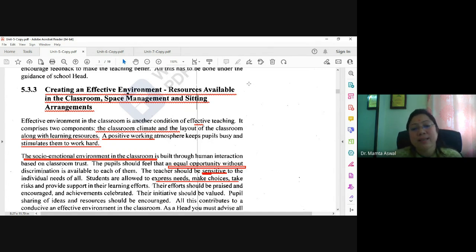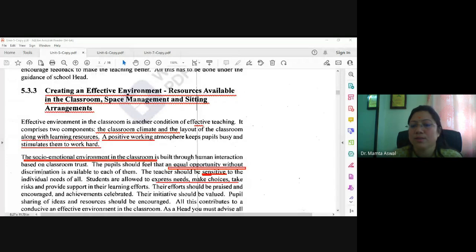So when we say effective environment or a good environment, there are certain things like resources in the classroom. So when we say resources, what are the resources which are available in the classroom? Can you tell me, please? What kind of resources are available inside the classroom? When you are teaching inside the classroom, what do you think you have with you in the classroom, which you can use for teaching learning?